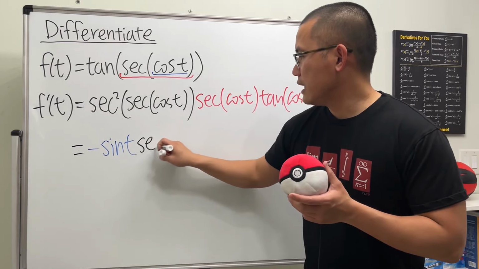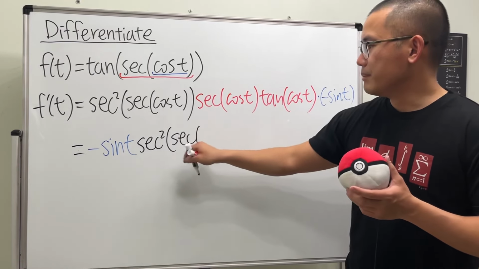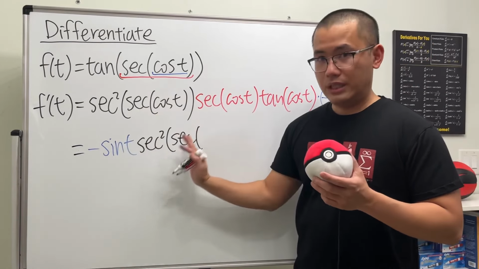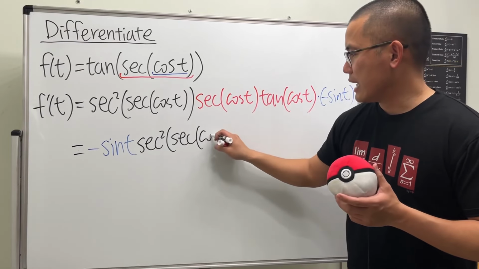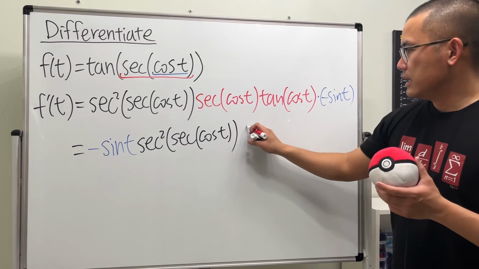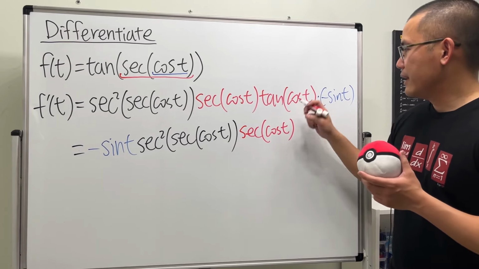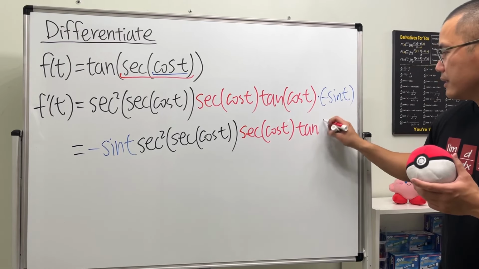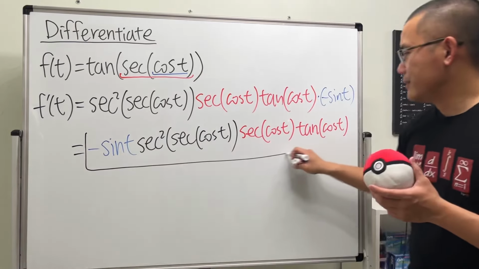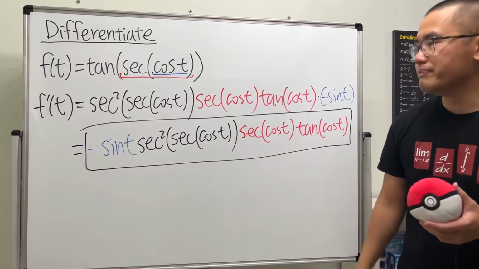So just put on secant squared of secant. I know this is crazy, secant, but this is not secant to the third power because this is the input of that. So keep it as it is. And then here we have cosine t, parentheses, parentheses. Lastly, we have that, which is secant of cosine t, and then tangent of cosine t. Yeah, this is definitely enough. And of course, if you put this right here, that's fine too. That's it.